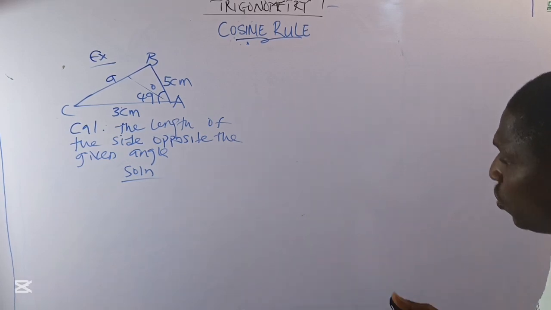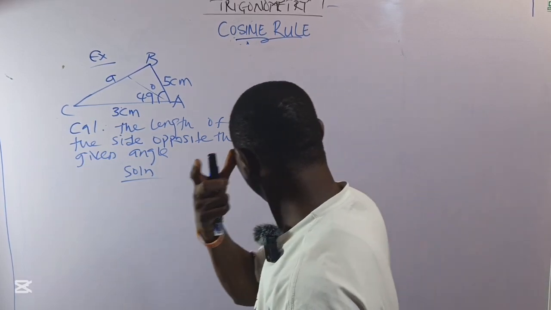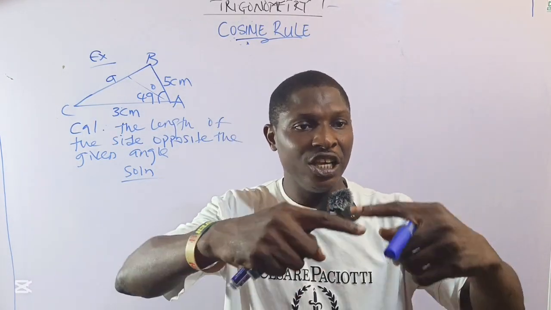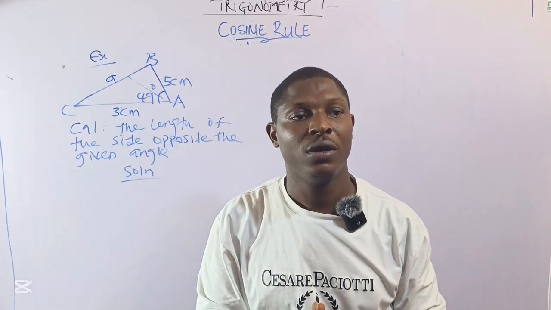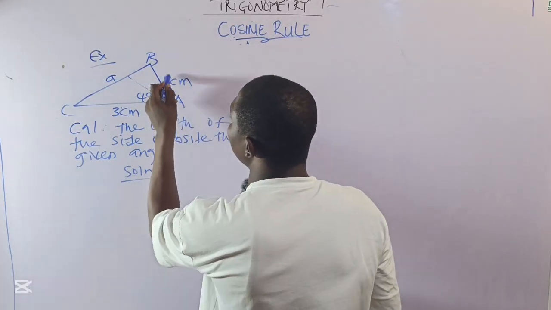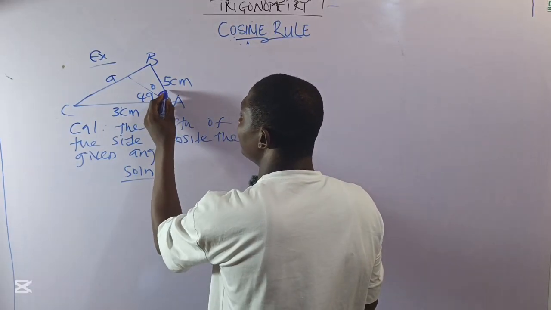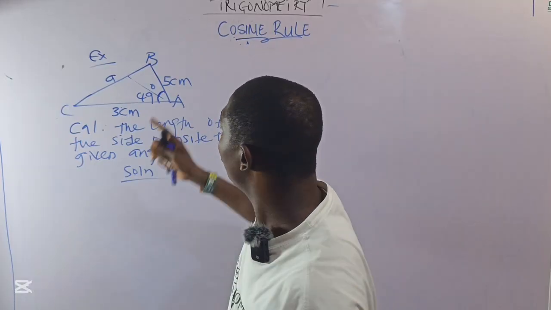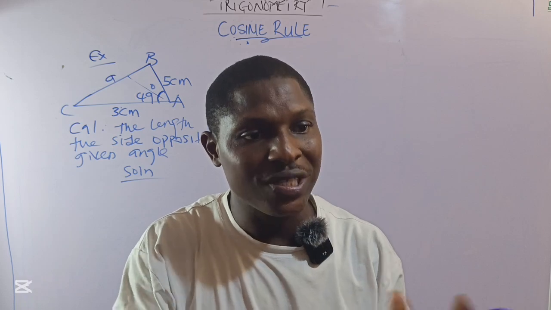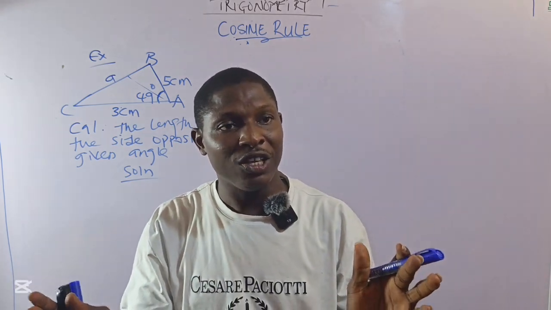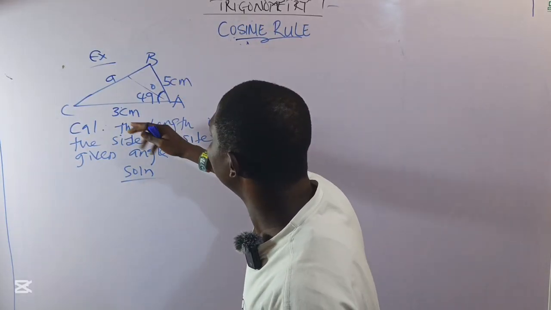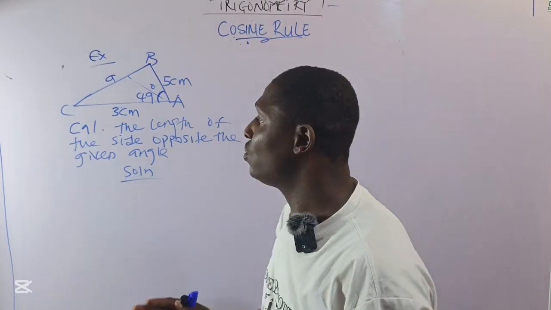But before I start, I want to give general information relating to the cosine rule. The first thing you need to know is this: you use cosine rule when two sides and the included angle are given. These are the two sides given, and the angle formed between the two of them is this 49 degree. Unlike sine rule, where they give two sides and the non-included angle. So whenever you see two given sides and an angle formed in between, you know you are using cosine rule.